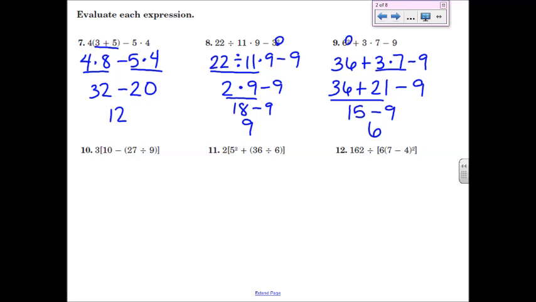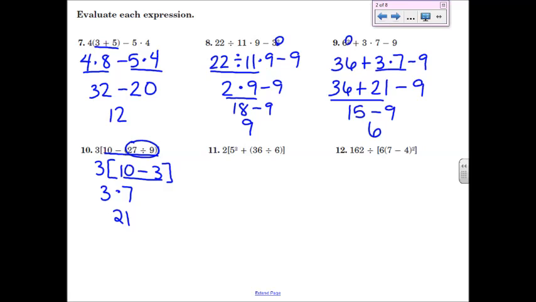In number 10, we have 2 sets of parentheses. So we work our way into the first set to do that all first. And then within the parentheses, we still do please excuse my dear Aunt Sally. So inside these square parentheses or brackets, we do this part, 27 divided by 9, inside that parentheses first. 27 divided by 9 is 3. And then we're going to do the rest of that bracket stuff first. 10 minus 3 is 7. So then we have 3 times 7, the last step, 21.